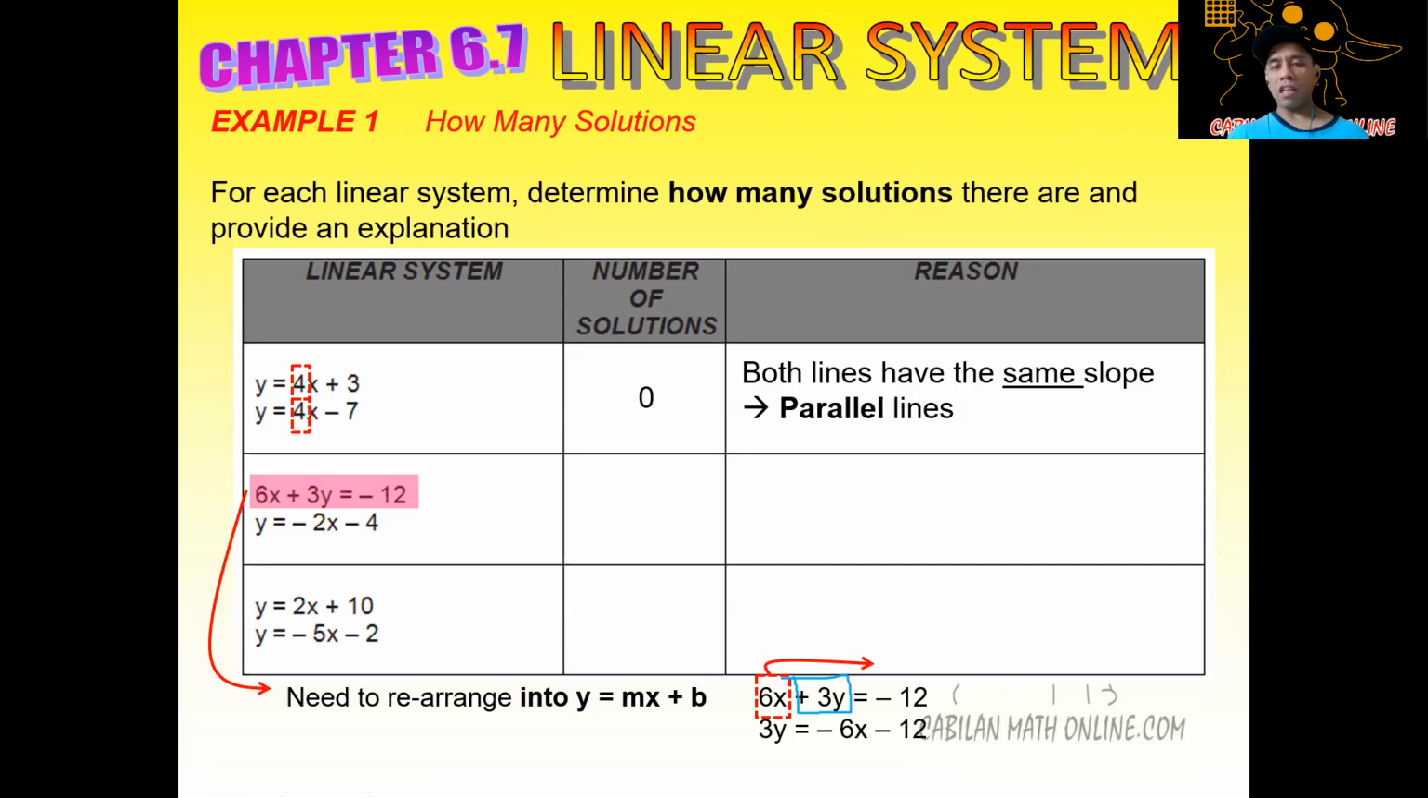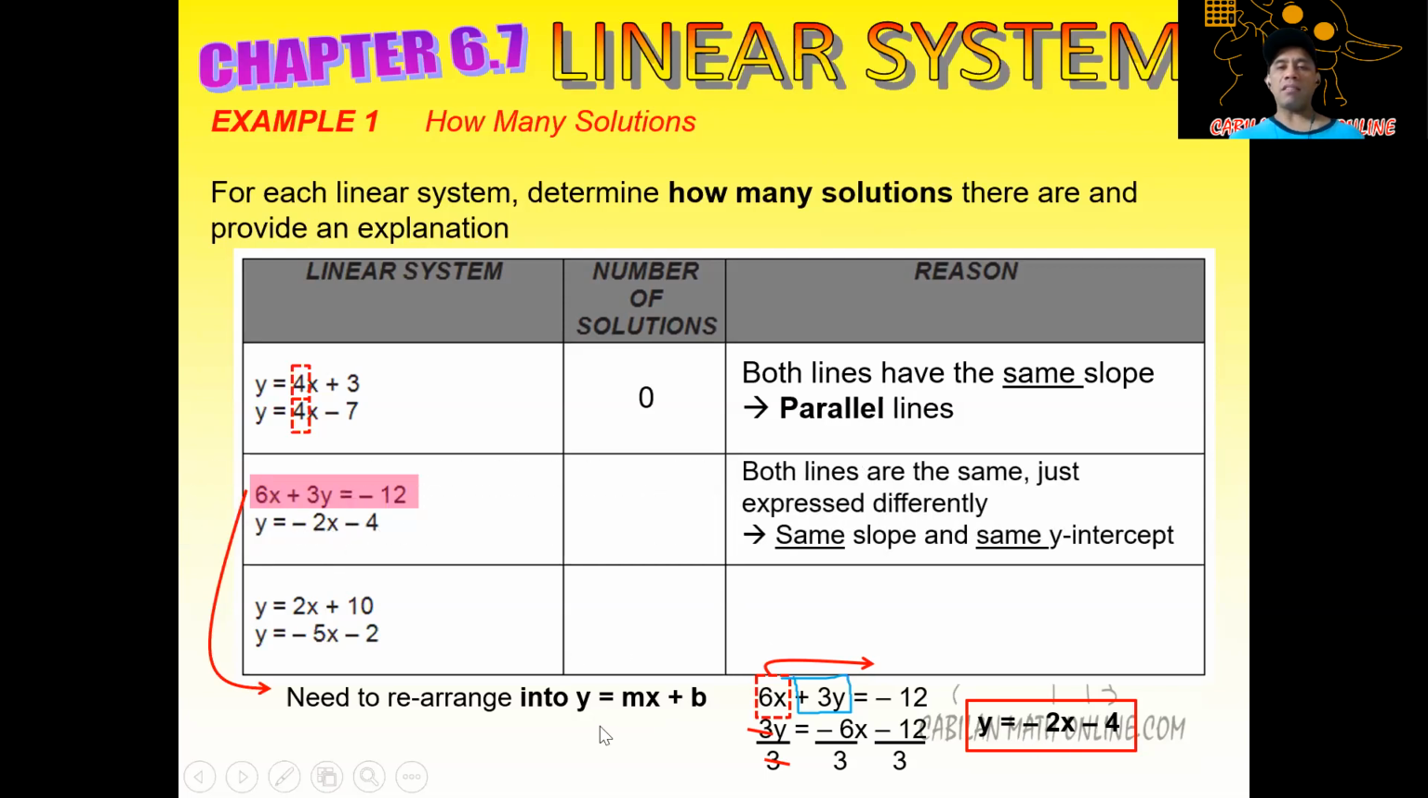Now for the final step, we just need to solve for the y by dividing each term here by 3. Now, when you take the negative 6x and divide by 3, that's going to give me negative 2x. And we take the negative 12 and divide by 3, that gives me negative 4. Oh, look at that. Notice that this first equation, when you arrange it in the form of y equals mx plus b, they both have a slope of negative 2, and they both have a y-intercept of negative 4. So since the two equations have the same slope and the same y-intercept, they're actually the exact same equation. This would be the example of infinite number of solutions.